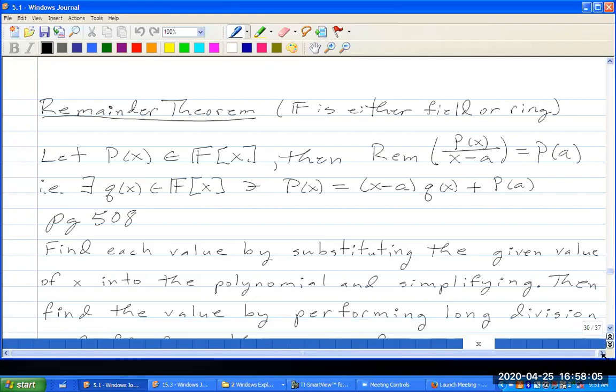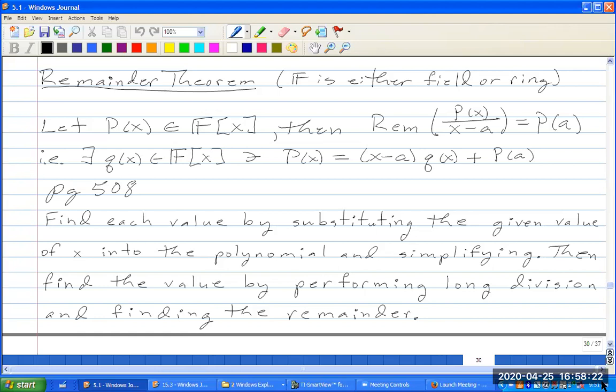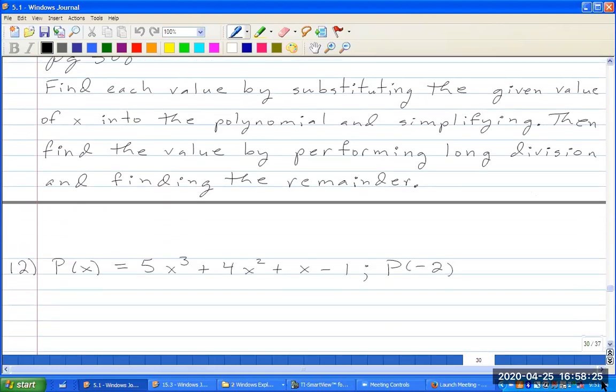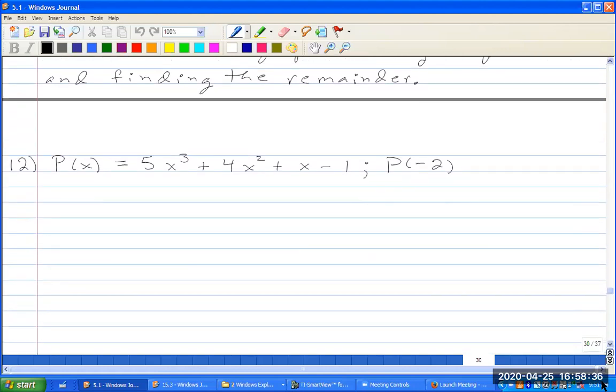On page 508, let me do the following. Find each value by substituting the given value of x into the polynomial and simplifying. Then find the value by performing long division and finding the remainder. So let me do that. Problem number 12.